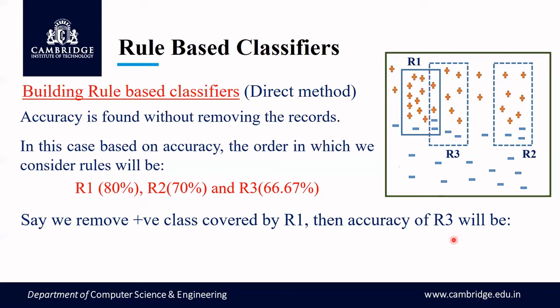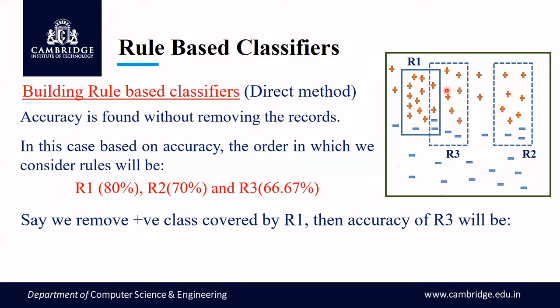I want only to calculate the accuracy of R3. Let R1 be as it is, because I have to consider the entire thing for it, right? So in the first case, I have removed the positive class covered by R1 and am finding the accuracy. Now what will be the accuracy? In the numerator part, I will have the number of records wherein antecedent and class label match. So how many positive records are there in R3 after removing the positive of R1? How many positive records are there? 1, 2, 3, 4, 5, 6, right?